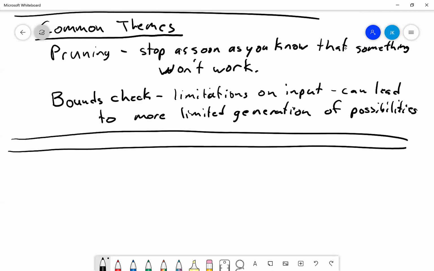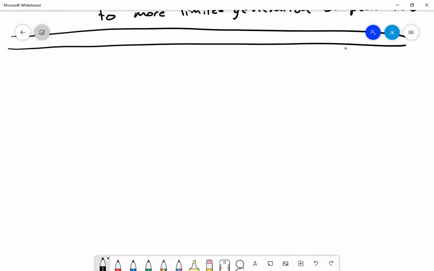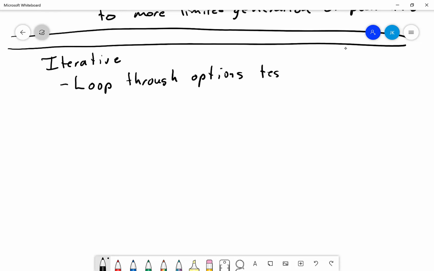Now, let's say that we are limiting ourselves for the moment to iterative methods. So the idea on iterative is that we are going to generally loop through options, testing each. And this can take a few different forms. There are ways that you can make your loops more efficient and so on. So, following on to things that we've said before, the first thing is that you want to use bounds check.